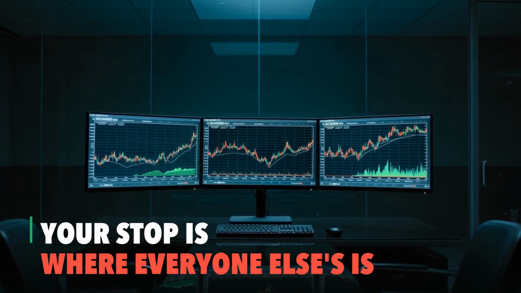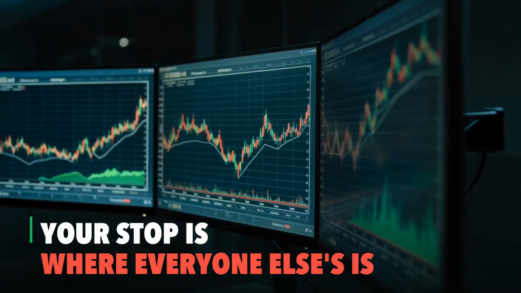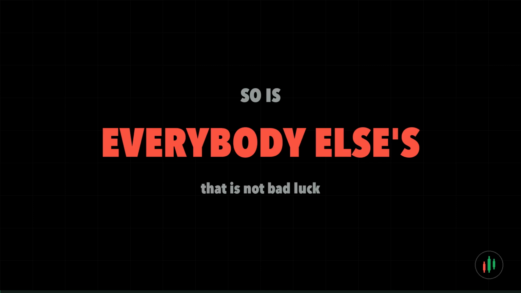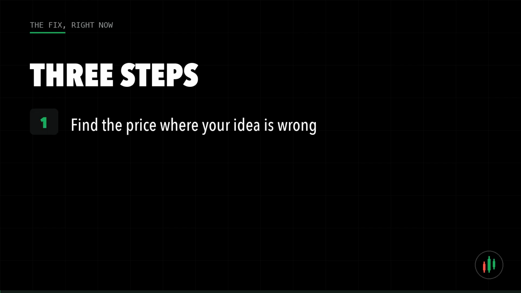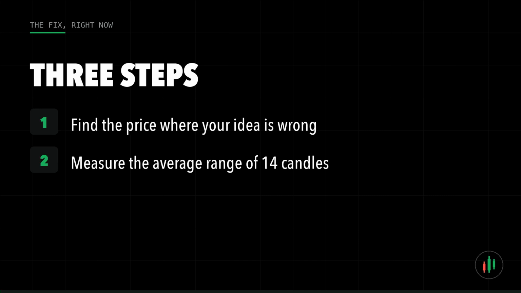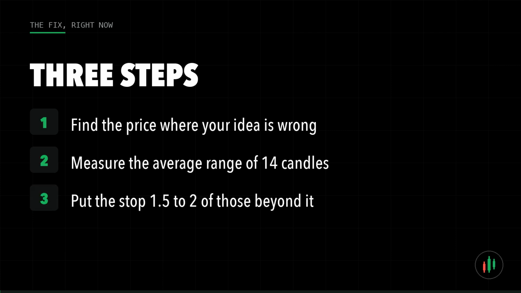Your stop loss is sitting just under the last obvious low on your chart. So is everybody else's. That is not bad luck, and it is the whole reason it keeps getting hit. So here is the fix before anything else. Find the price where your idea is simply wrong. Then measure the average range of the last 14 candles on your time frame. Put your stop 1.5 to 2 of those beyond the level, never on it.